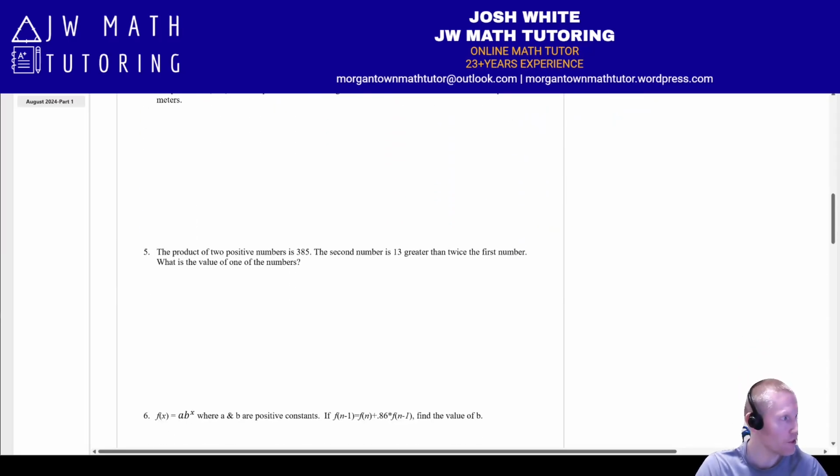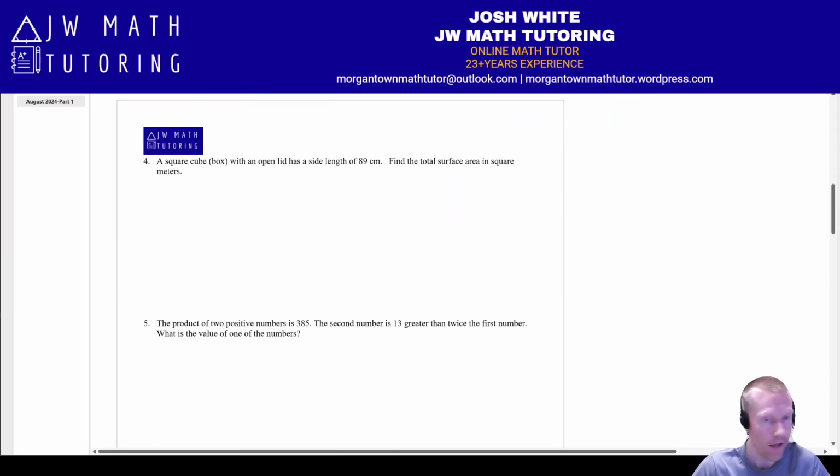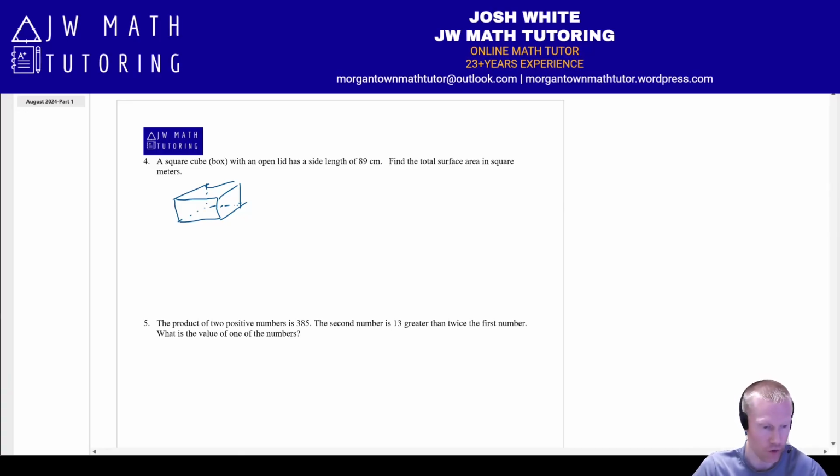All right, next up we have a question that dealt with basically a cube, or think of it as a box, and it had an open lid, so there's no lid on top, and they gave you the side length in centimeters. But here's the trick. They want the total surface area in square meters, not square centimeters. So there's a unit conversion going on here.